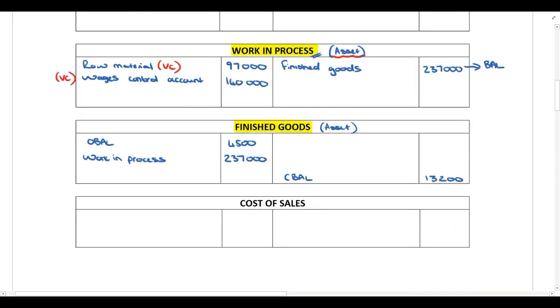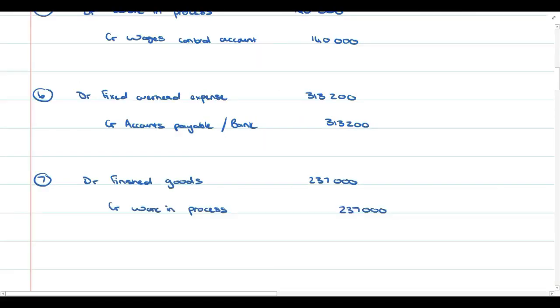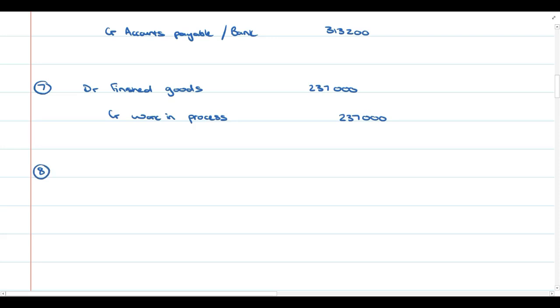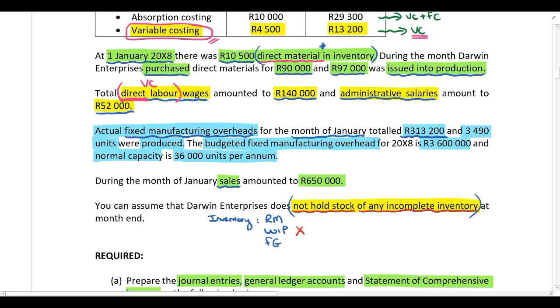For finished goods, we know what our closing balance must be because this was given in the question. So my balancing figure over here must be what was actually sold. So remember, when we sell our inventory, we process 2 journal entries for the sale. First, we record the sale, where we debit either bank or accounts receivable, and we credit sales. So remember from the question, sales for the month of January was 650,000 Rand.